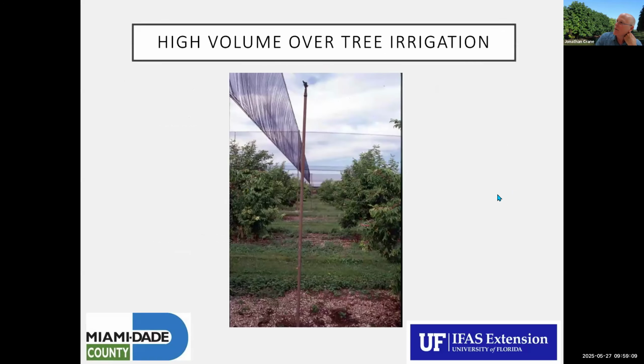High volume overtree irrigation. Here you see this metal pipe, and this is generally at 10 to 15 feet, depending on the crop, and it's, as it says, over the tree irrigation.